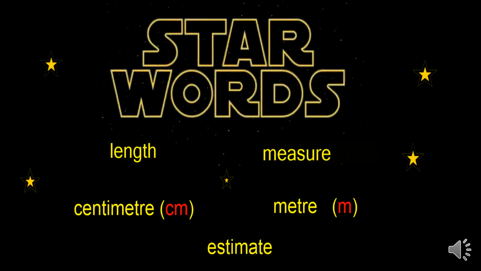Our first star word is the word length, and that is what we've been learning to measure this week. And measure is another one of our star words, so we're thinking how we can measure the length of items. We've got the word centimetre, which we learnt about in yesterday's lesson, and in brackets you can see cm, and cm is short for centimetres. Today we're going to learn about the word metre, and we're going to find out what the word estimate means.